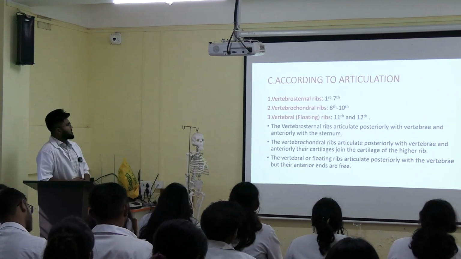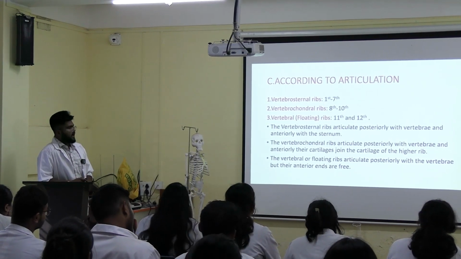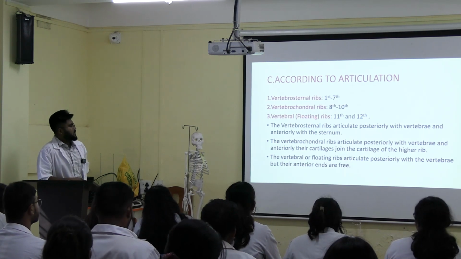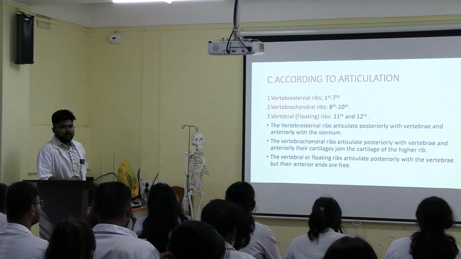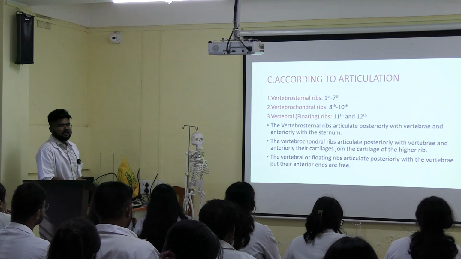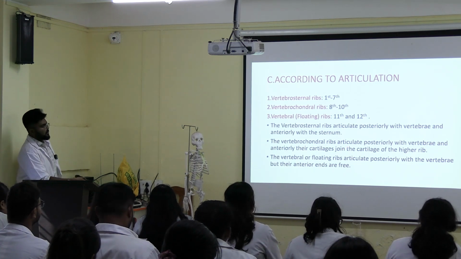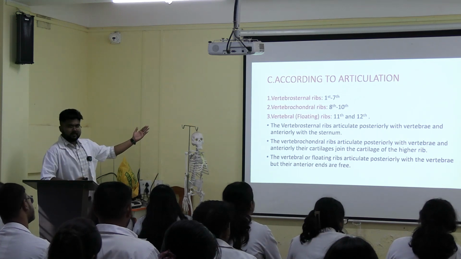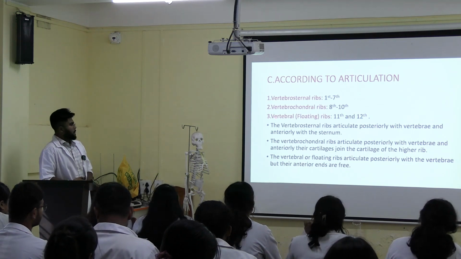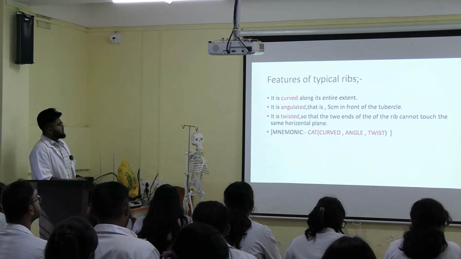So the vertebrosternal ribs are the 1st to 7th, then the vertebrochondral ribs 8 to 10, then the floating ribs 11 to 12. The vertebrosternal ribs articulate posteriorly with the vertebra and anteriorly with the sternum. The vertebrochondral ribs articulate posteriorly with the vertebra, and anteriorly their cartilage joins the cartilage of the higher rib, the 7th costal cartilage. The next is your floating rib. So these are the features.